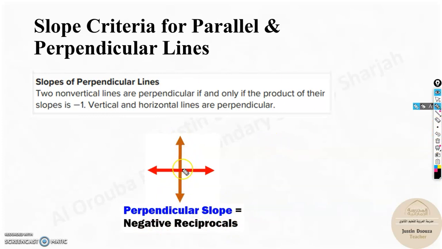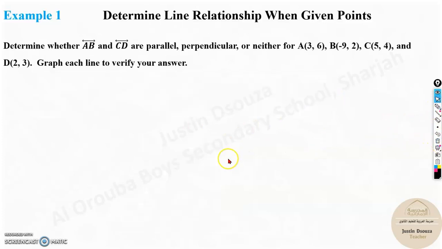Imagine you have the slopes of these two lines. I'll just give you an example: 1 by 3 and minus 3. Whenever you multiply these two slopes, you must get negative 1. So if the product of the two slopes is negative 1, then they are perpendicular. So this is the thing. Now we will see a problem over here.